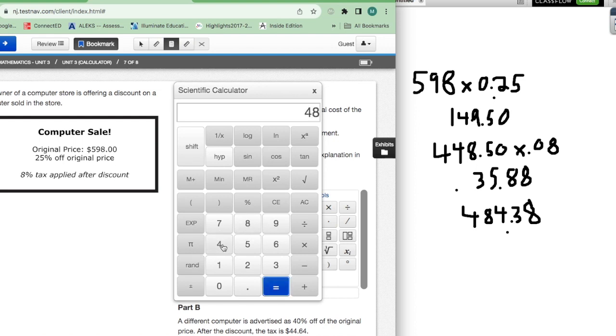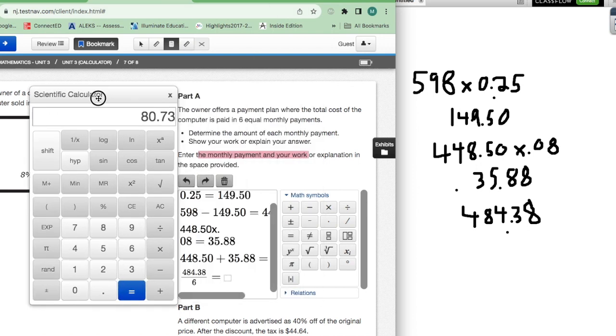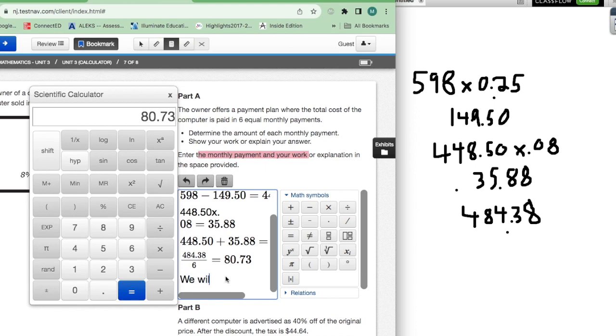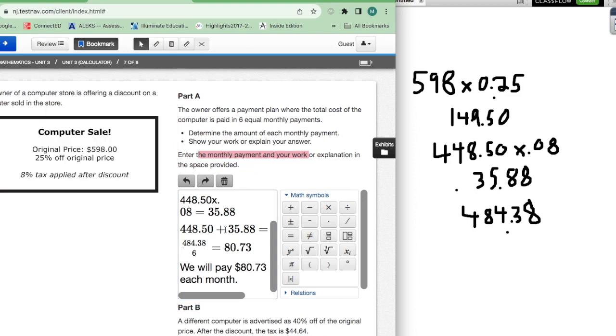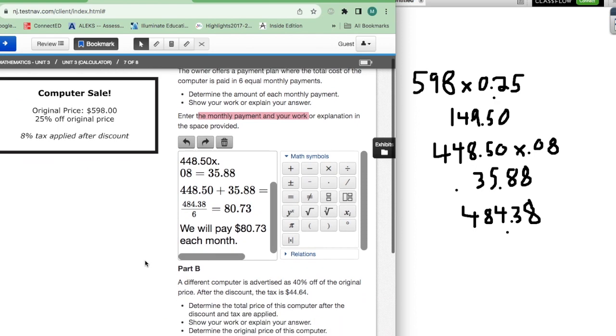So 484.38 divided by 6, and I get 80.73. Just going to scooch that over, 80.73, and we're going to write, we will pay $80.73 each month. Okay, so when we break it down like that, not too bad, but there is a lot to that. Look at all that work we did, and be proud of it too.